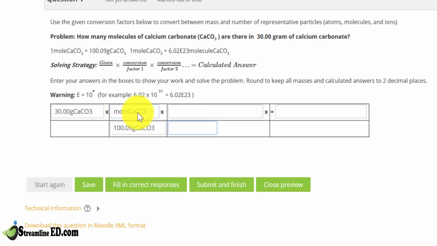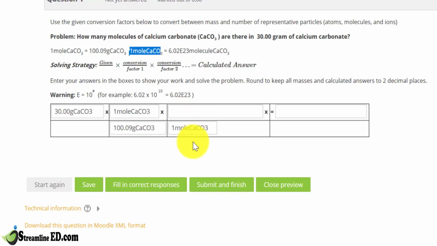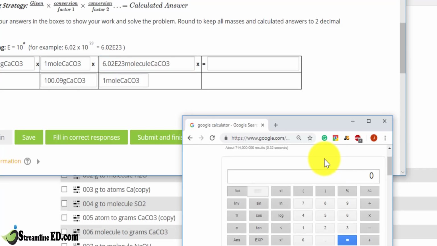And notice how this is mole of calcium carbonate. So therefore, this must be mole of calcium carbonate as well. Exactly 1 mole of calcium carbonate. And that is coming from here. And if this side is on the bottom, the other side must be on the top. So we have 6.02. And remember, we use E to represent 10 to the power of something. In this case, 6.02 E 23, that's pretty much 6.02 times 10 to the 23rd. And we're going to write out molecules of what? Calcium carbonate.